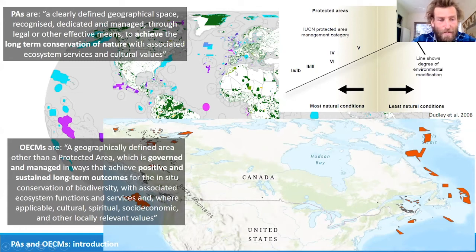Their official definition is a geographically defined area other than a protected area, which is governed and managed in ways that achieve positive and sustained long-term outcomes for the in-situ conservation of biodiversity with associated ecosystem functions and services, and where applicable, cultural, spiritual, socio-economic, and other locally relevant values.